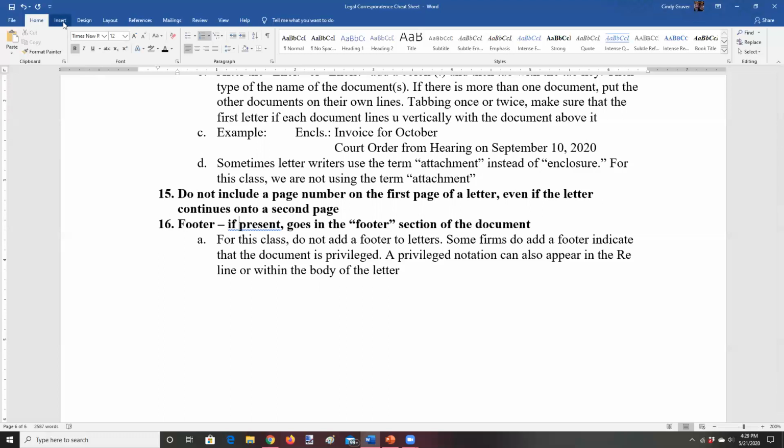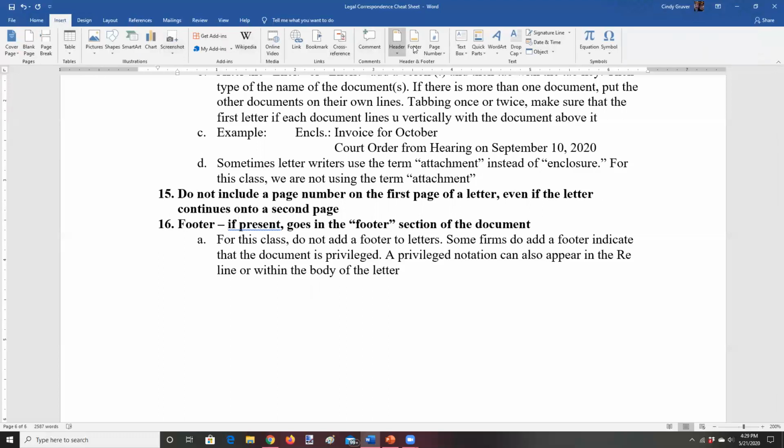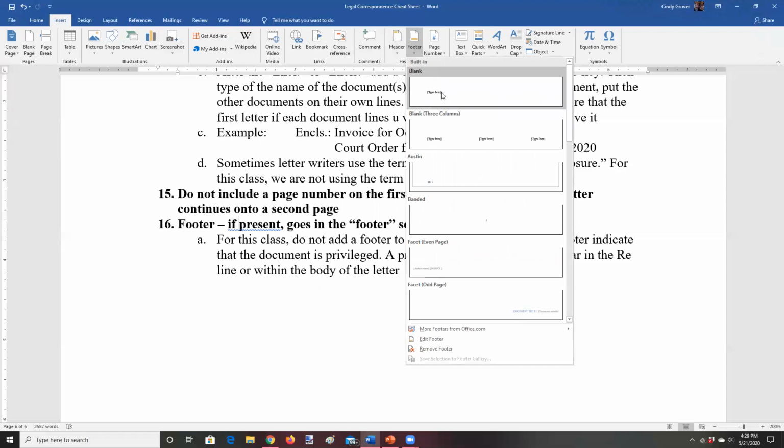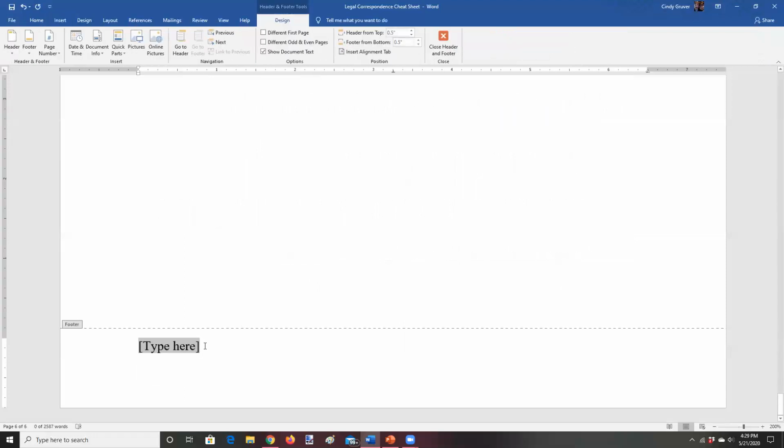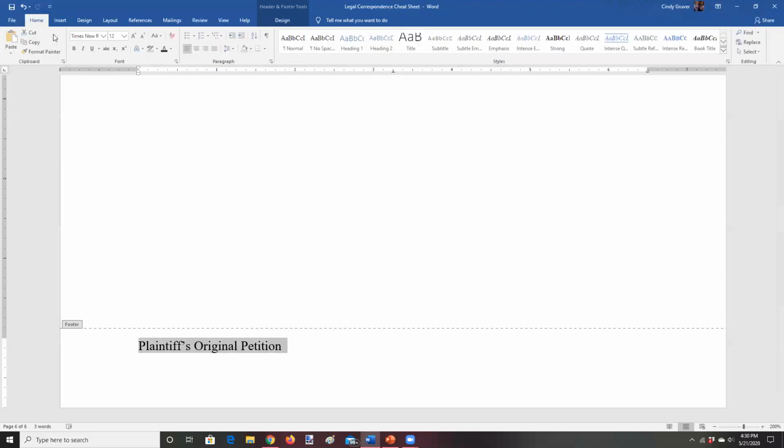So you're going to go to Insert, and you're going to go to Footer, and you're going to pick a footer. If you pick this footer, you will see that it's going to start right here. You can just click that away and you can type, let's see, plaintiff's original petition. So you can see that when I typed this, it was automatically in Times New Roman. You can check by just highlighting certain of the words and see what pops up there.